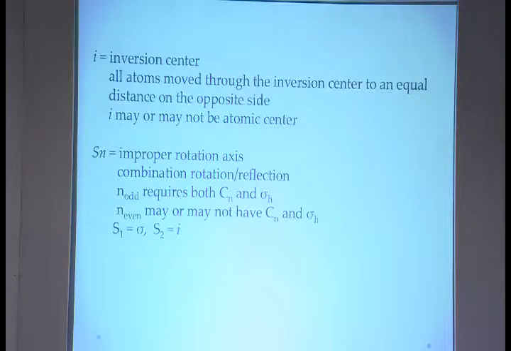Inversion center: you move all atoms through the inversion center to an equal distance on the opposite side. The inversion center may or may not be the atomic center. And the improper rotation axis, as we discussed, is a combination of rotation and reflection. Some of these symmetry operations may be equivalent operations, so we'll come to that as well.